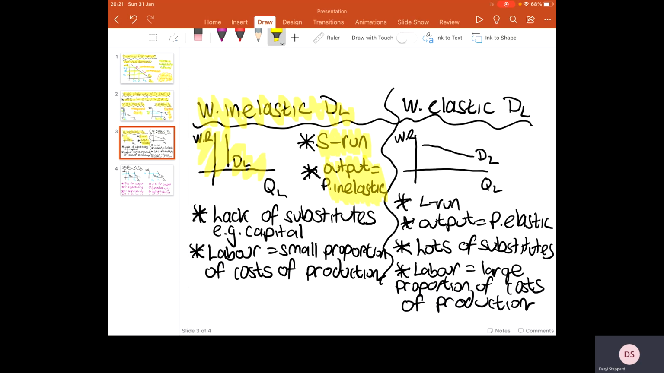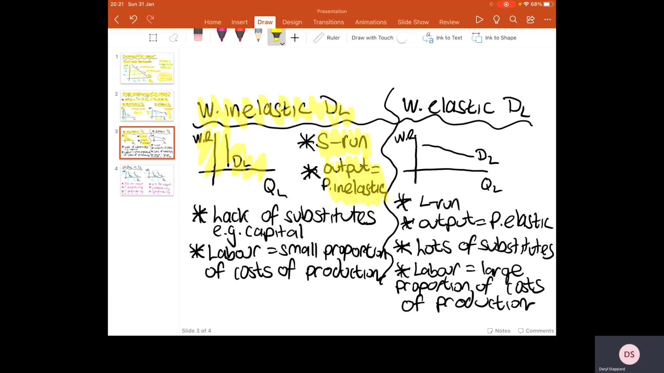Now, logically then, if the demand for the output produced is price inelastic, the demand for labour, which is derived from the demand for the output, would also be wage inelastic. So in summary, what we're saying here is if workers demand a pay rise, they're going to get it, because the extra cost of those workers can simply be passed on to the consumers in terms of a higher price.